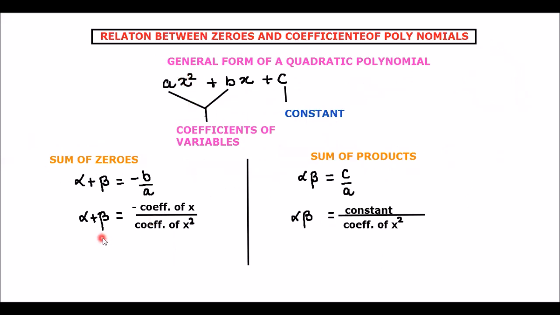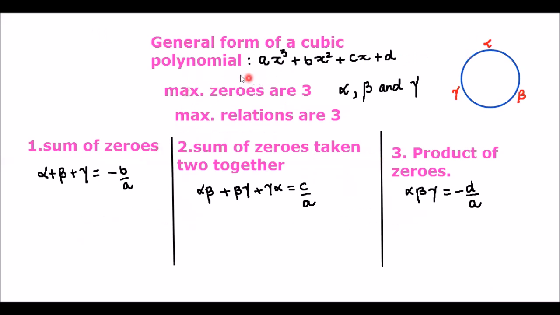Therefore, you get two relations: the sum of the roots and the product of the roots. And if there are three terms, if the power is 3, the degree is 3, that means there will be 3 relations. The first relation is taking one of them alone, that is the sum of the zeros, alpha plus beta plus gamma. In the second relation, we take two roots together.